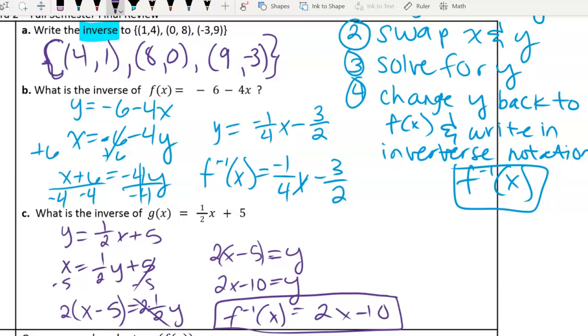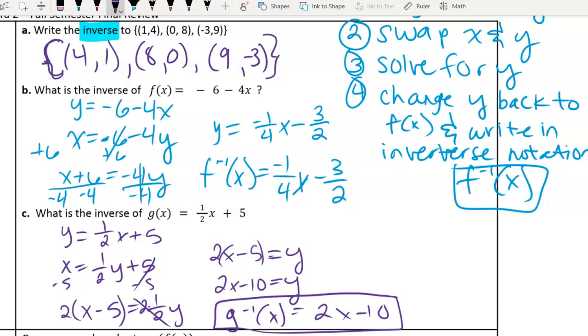All right, when you're ready, go ahead and check your answer with mine. So first step, we changed g of x to y, and then we swapped x and y. First step in solving for the new y is to subtract 5 from both sides. That leaves us with x minus 5 equals 1/2 y.